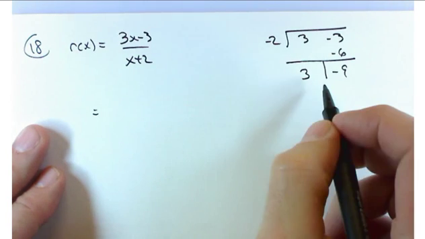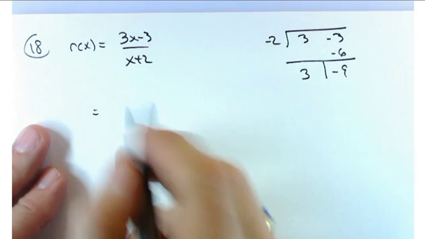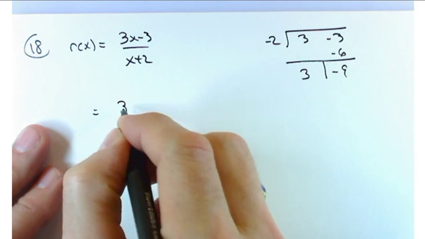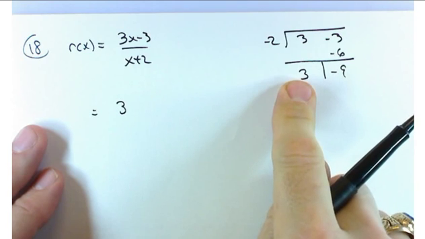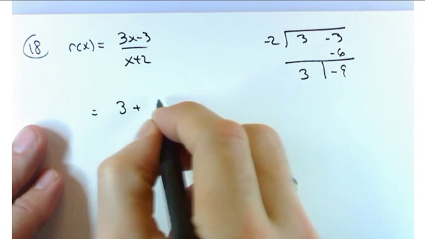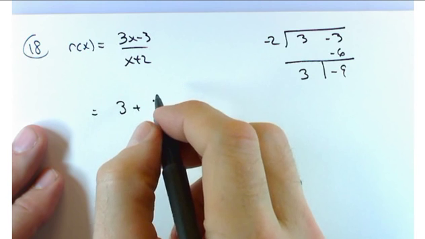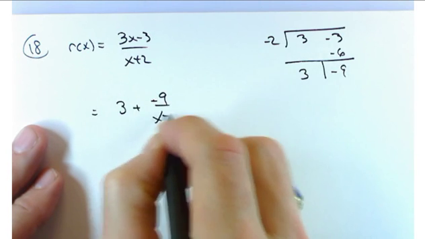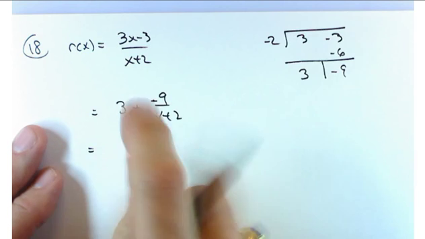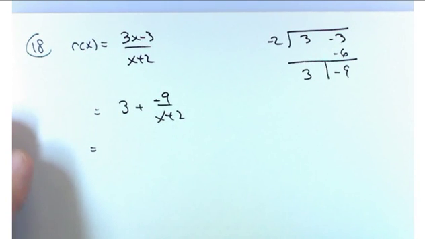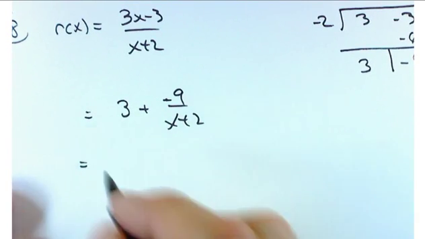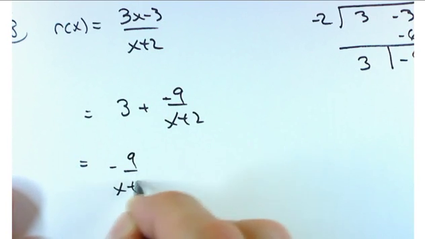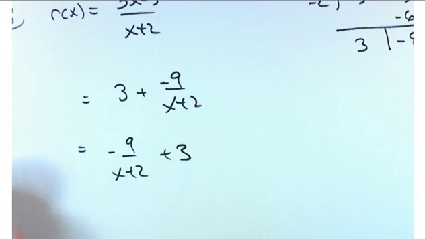What does that tell me about my polynomial? How could I rewrite this? x plus 2. Well, this is my quotient plus, go ahead. Negative 9 over x plus 2. Or you could write it as 3 minus 9 over x plus 2. But it's a little easier to see what's going on when I write it like this, in terms of its shifting.